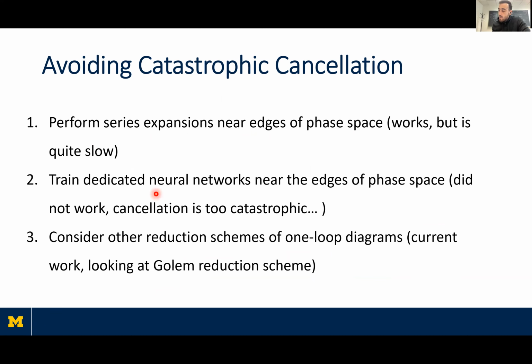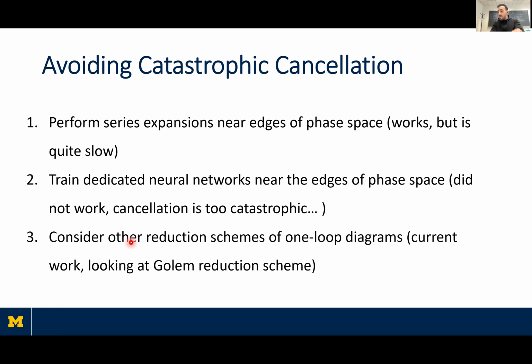The other thing I looked at was training dedicated neural networks near the edges. So what that means is instead of training a neural network for the entire phase space, you just focus on the edge of phase space and you train a neural network just on the edge. And the hope is there you would get a much better performance at the edge. But that also didn't work out because the cancellation was too catastrophic.